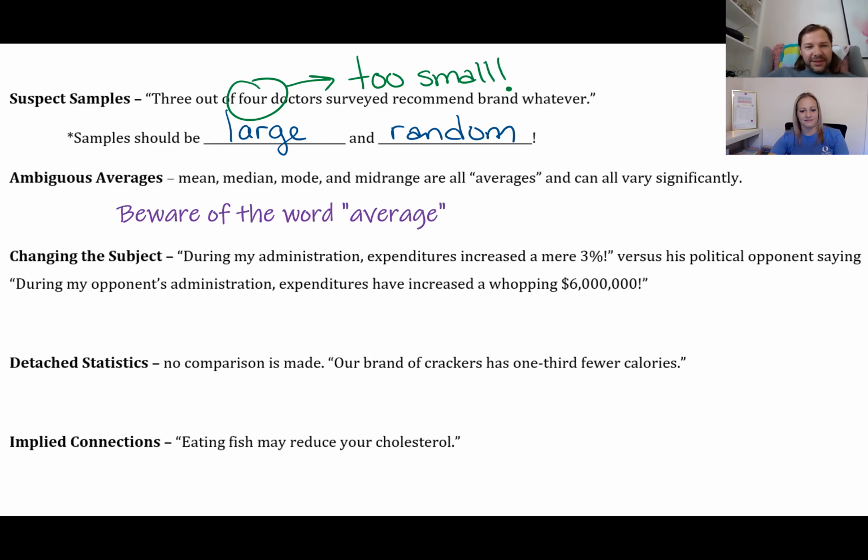Okay. Ambiguous averages. So mean, median, mode, and mid-range are all different types of averages, and they can vary significantly. So you need to beware of the word average. Let me give you an example of these different averages. If you have 3 people and one makes $10,000 and another one makes $30,000 and the 4th one makes $1 million, then one average, which would be the mean, you would take $1 million plus 10,000 plus 30,000. So you'd have $1 million plus 40,000, and you divide by 3 and you would get like 300 some thousand dollars as your average salary.